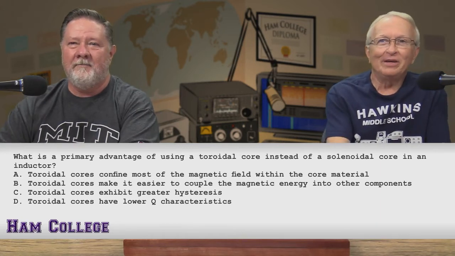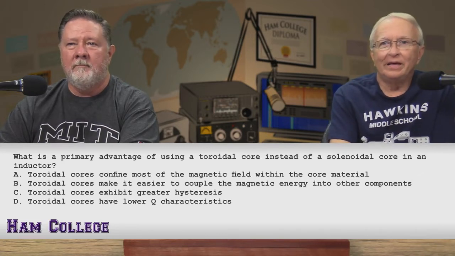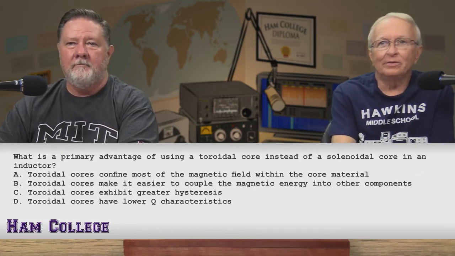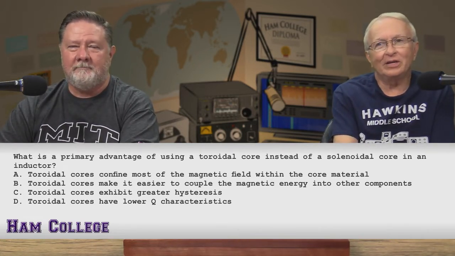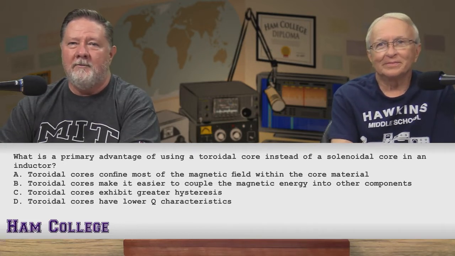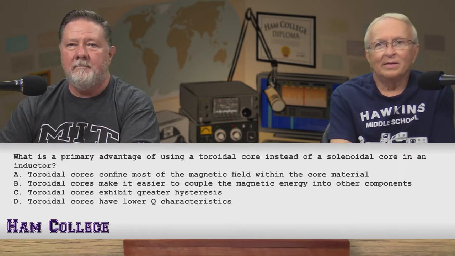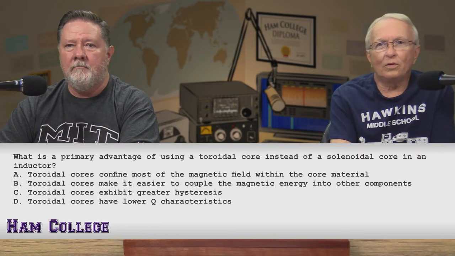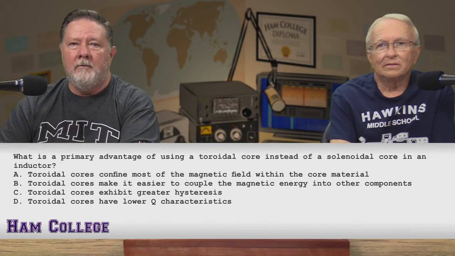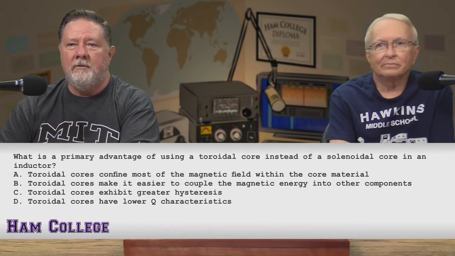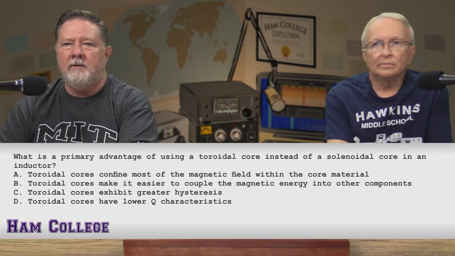What is the primary advantage of using a toroidal core instead of a solenoidal core in an inductor? A, toroidal cores confine most of the magnetic field inside the core material. B, toroidal cores make it easier to couple the magnetic energy into other components. C, toroidal cores exhibit greater hysteresis. Or D, toroidal cores have lower Q characteristics. A, toroidal cores confine most of the magnetic field within the core material.